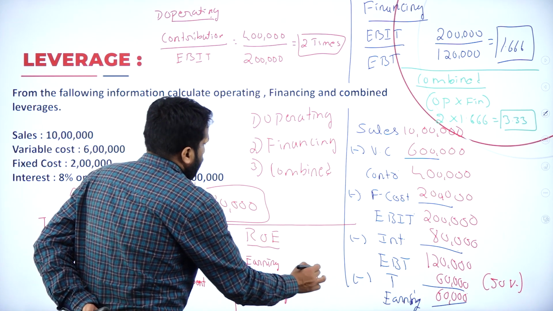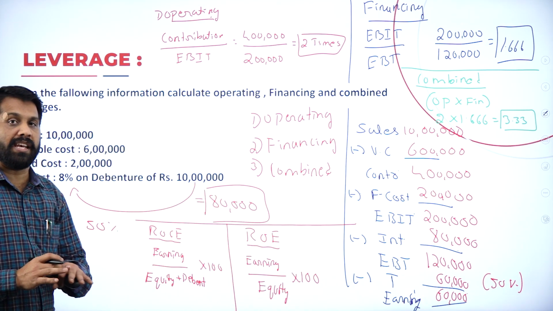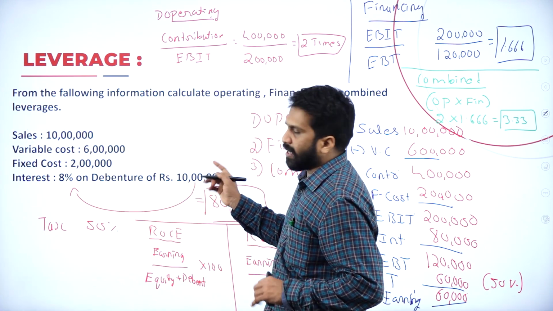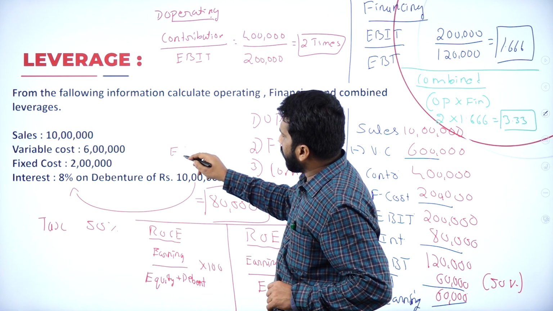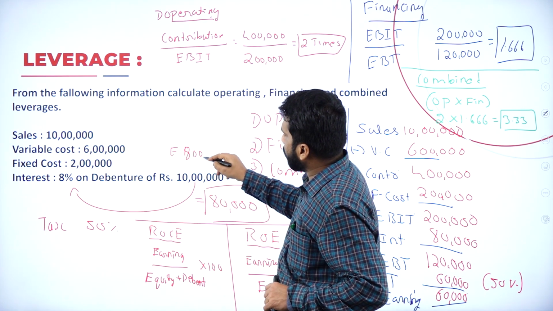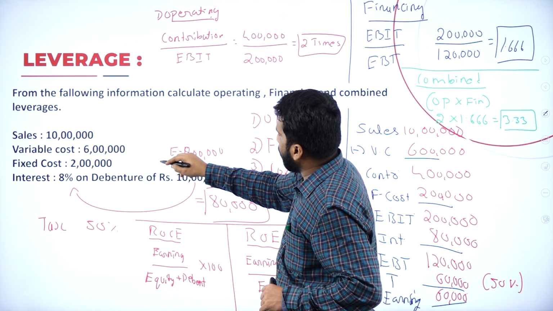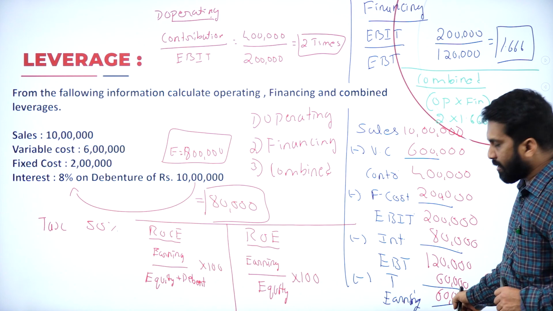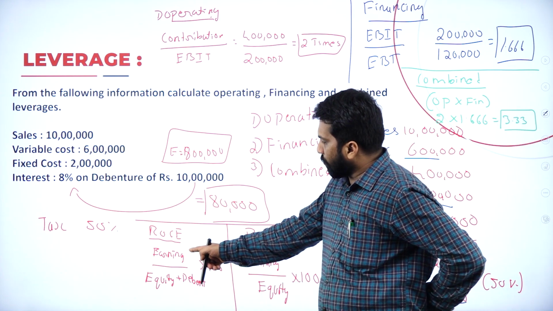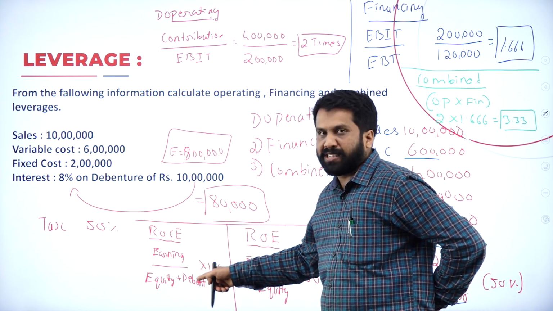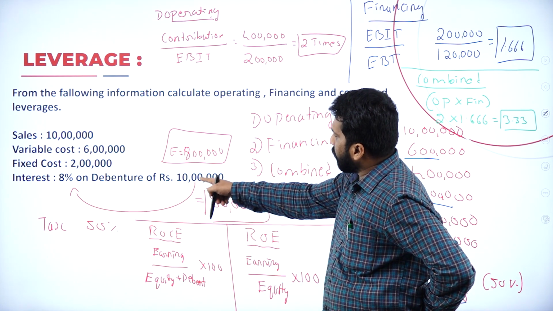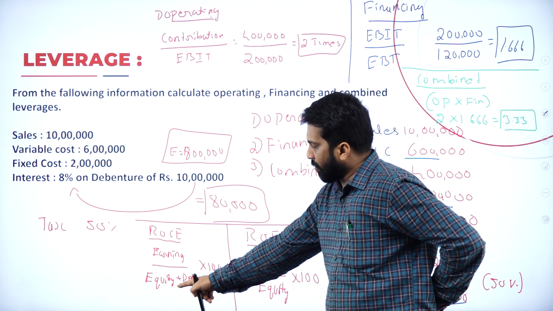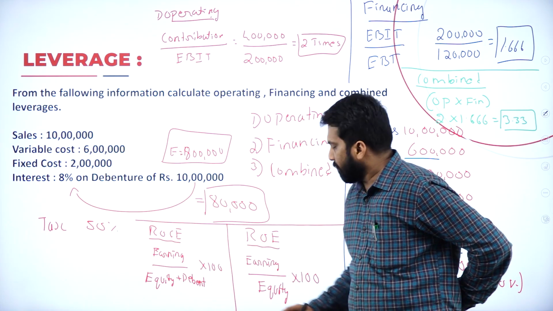In this problem, they have not given equity. If it is given, for example, debenture is given 10 lakh. Assume that equity is given 8 lakh. What we will do? Your earning is how much? 60,000. 60,000 earning divided by equity plus debenture, 10 plus 8, 18 lakh, into 100.